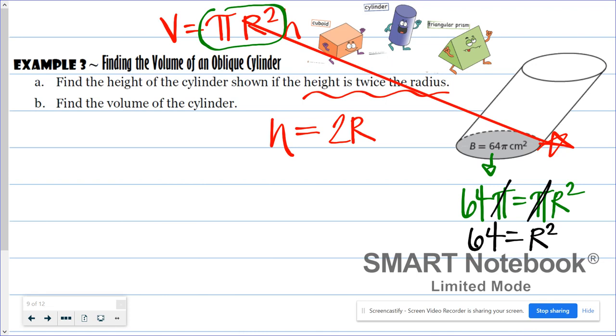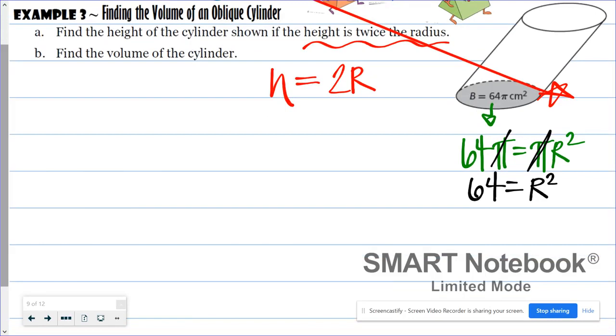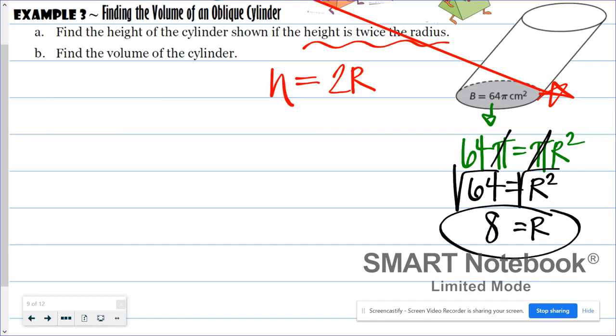So what is the radius? You're right, the radius would be 8 because 8 squared is equal to 64. So I did have to take the square root of both sides here. So the radius is 8. The height is 2 times the radius, so the height is 2 times 8. So the height is 16.